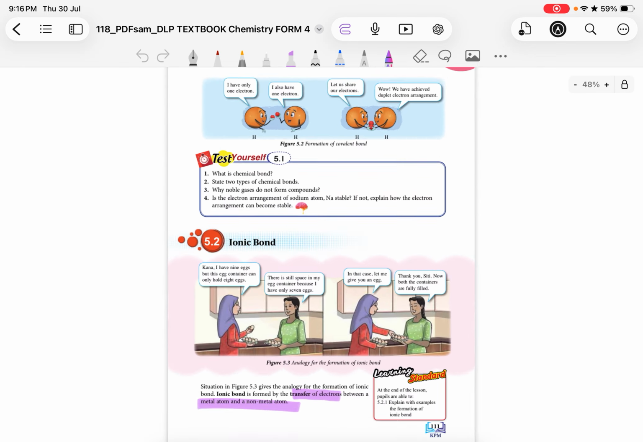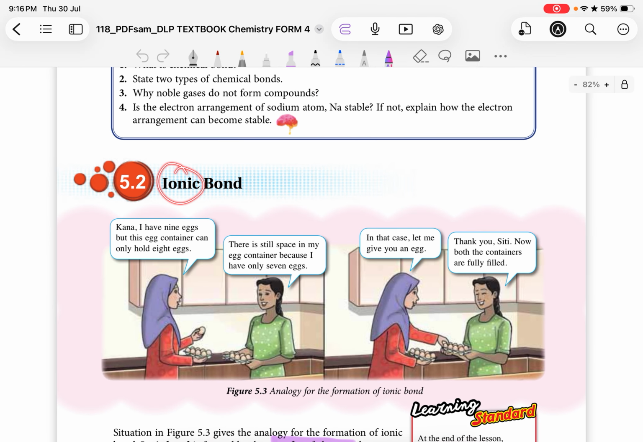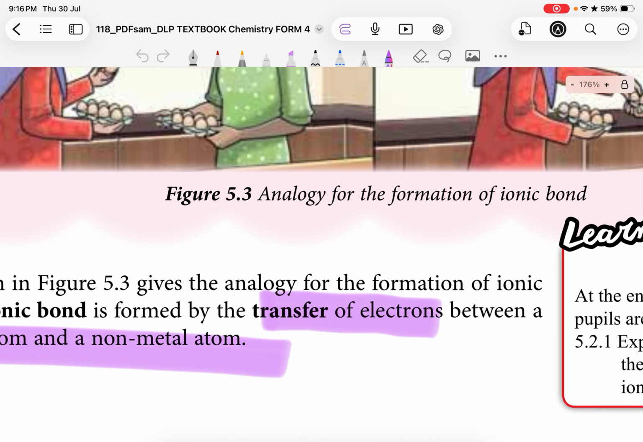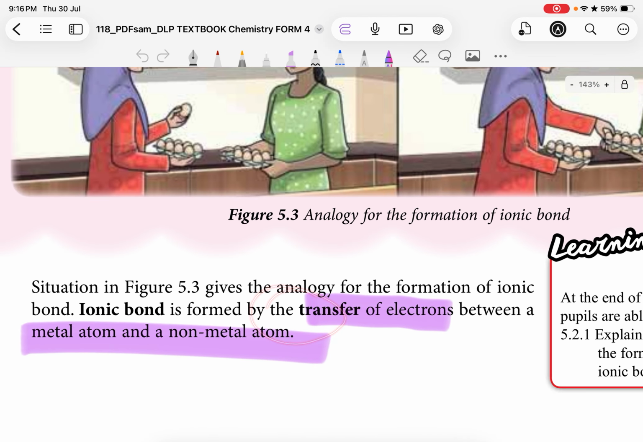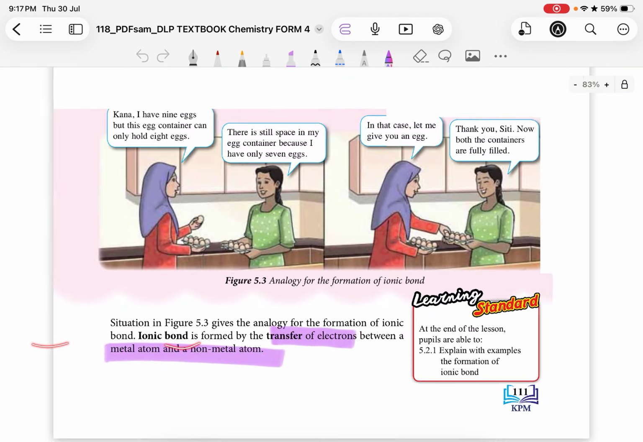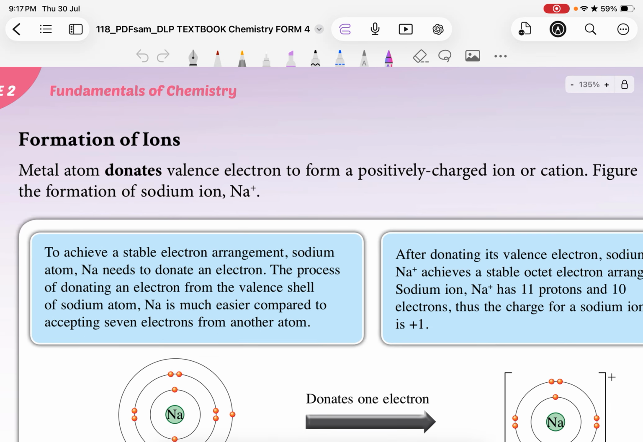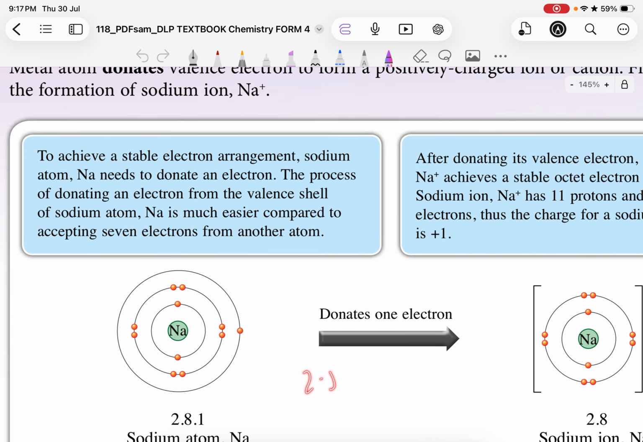So first, ionic. From what we learn, ionic has charge, right? Because why? It's the transfer of electrons between a metal and a non-metal. Now, first we see sodium. Sodium's electron arrangement is 2.8.1.